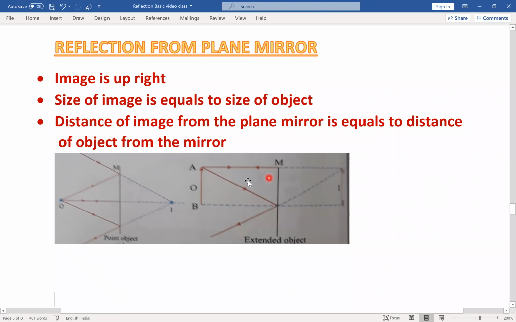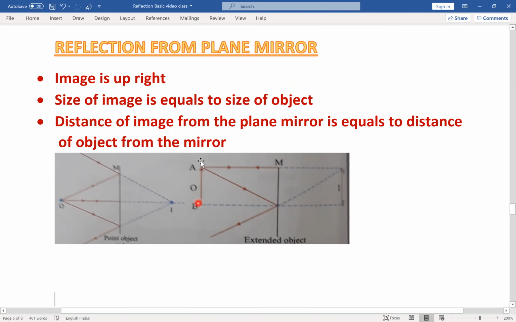Let us try to see how to get the image for an extended object. Here we have seen it for a point object. This is the point object, and this is the image related to the point object. Again, the distance between this mirror and this object is equal to the distance between this mirror and the image. Now let us extend to the extended object.